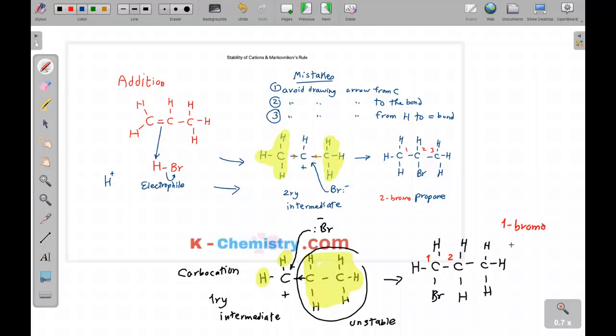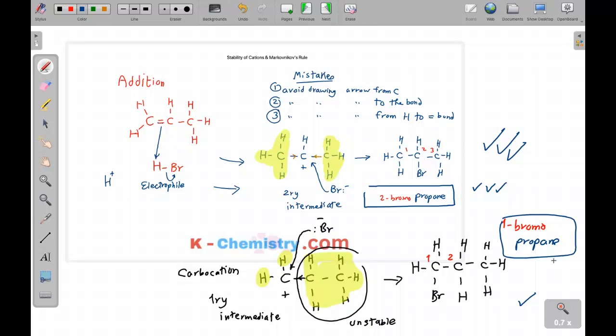Now it's very obvious from this rule that the chance of this happening is much, much bigger than the chance of this happening. So the chance of formation of 2-bromopropane is much bigger than the chance of formation of 1-bromopropane. So this is the major product, and this is the minor product. It will be very nice if you draw the mechanisms of the reactions and draw them correctly in the exam to show that you know what you are talking about.